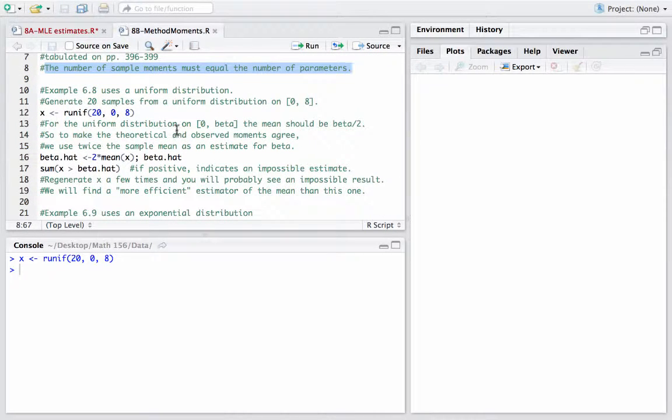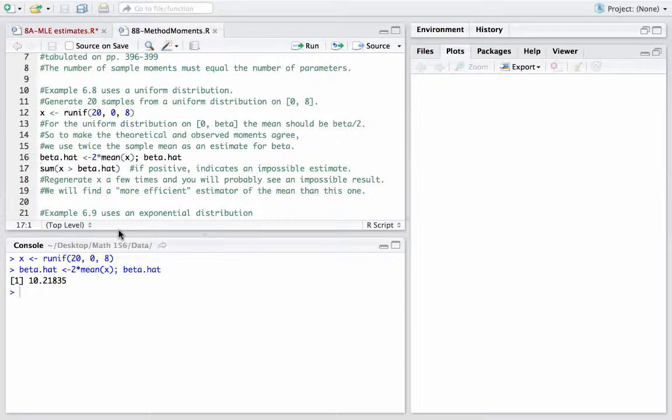Okay, so the uniform distribution on 0 to beta, the theoretical mean, the population mean, is beta over 2. We have a first sample moment, and that's our sample mean. So we say, okay, if the mean should be beta over 2, then beta should be twice the mean. We compute our sample mean, and that gives us an estimate for beta. In this case, our estimate was 10.